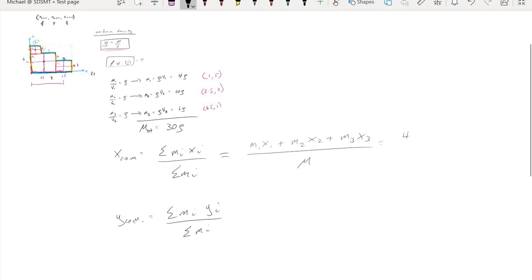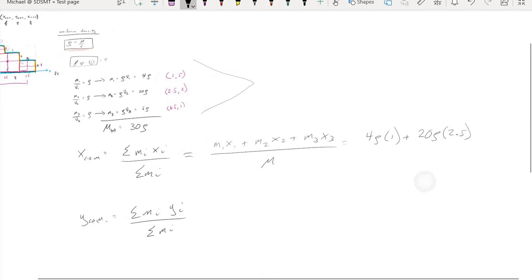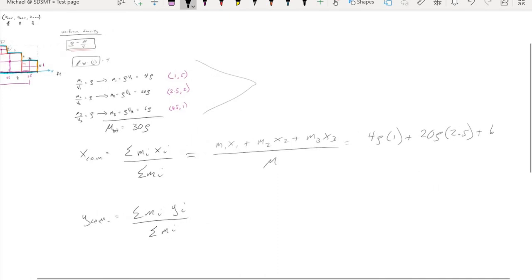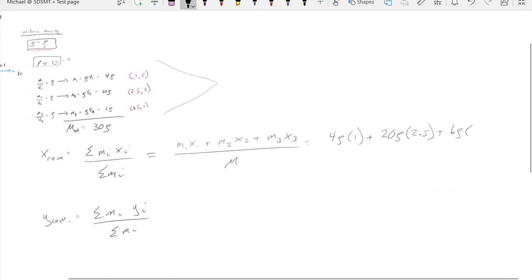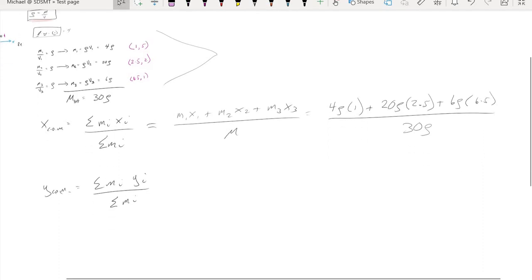Mass 1 has a value of 4 rhos. Its x value is 1. I'm just pulling information from right up here. Plus mass 2 has a value of 20 rho. It has an x value of 2.5. Plus mass 3, 6 rhos. It has an x value of 6.5. And that will have to be divided by the total mass of the system, which is 30 rhos. Well, now you can see that everything is going to be okay because every term on the top has a rho, our bottom term has a rho, all those rhos are going to cancel out, and we're only left with numerical values.